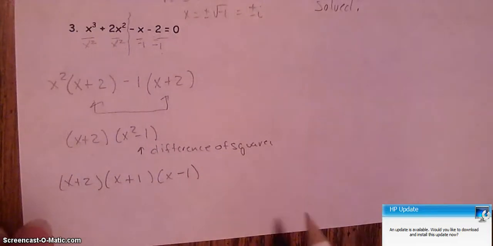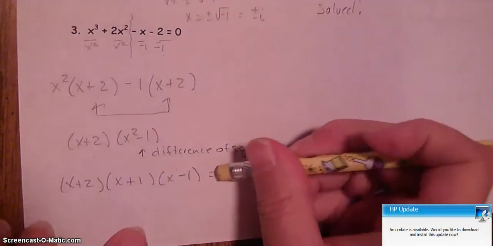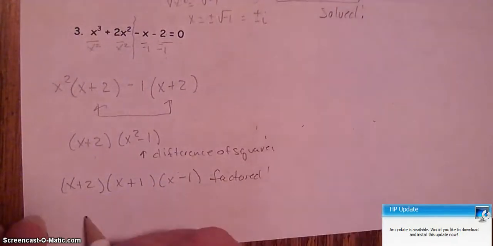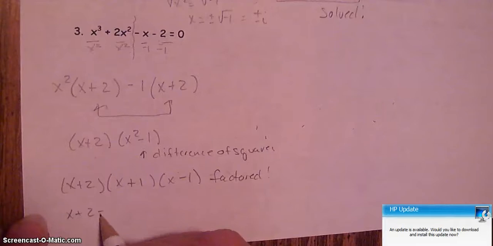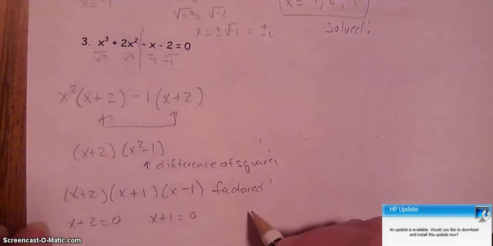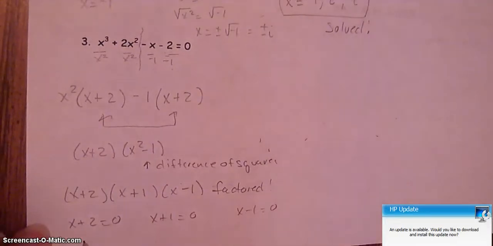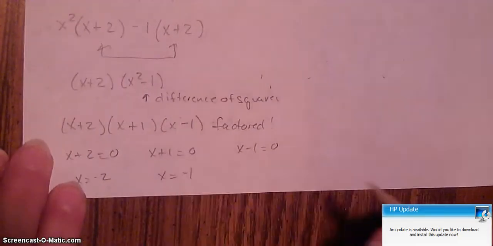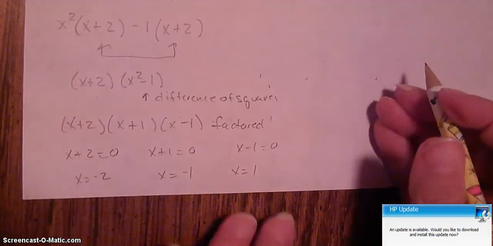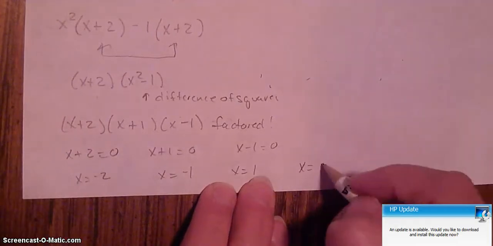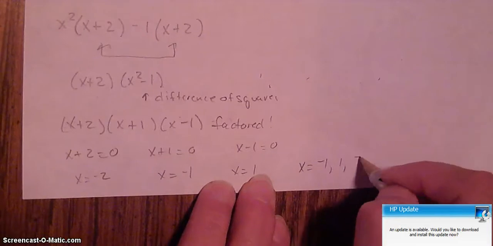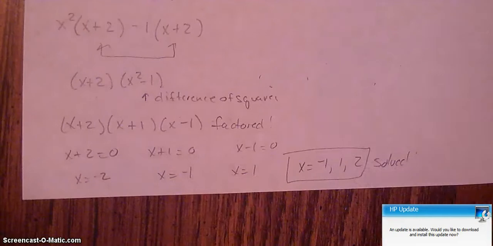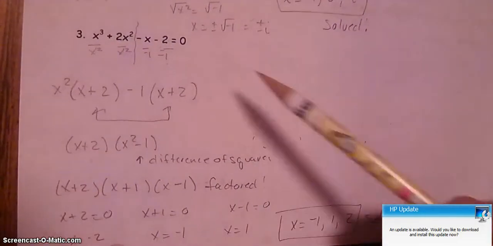So now I have 3 factors. Set these equal to 0. Now I want to solve. So this becomes x plus 2 equals 0, x plus 1 equals 0, and x minus 1 equals 0. So this would be x equals negative 2, x equals negative 1, and x equals positive 1. So my answer here would be x equals, we put them in order, negative 2, negative 1, and 1, and here is my answer solved.